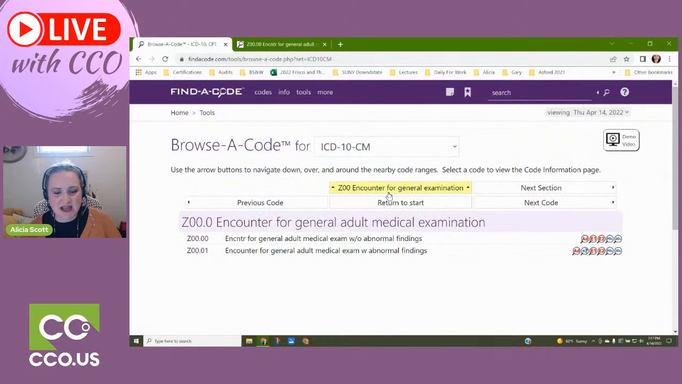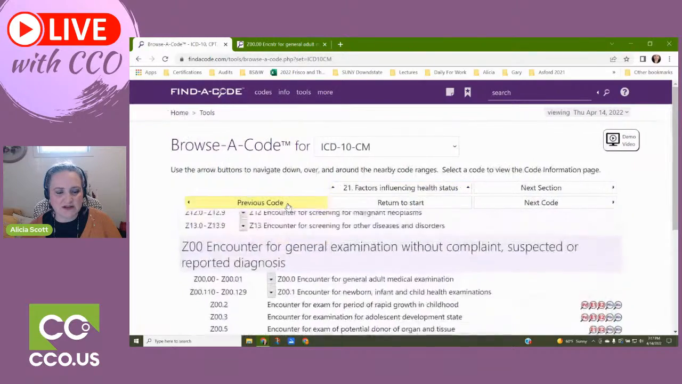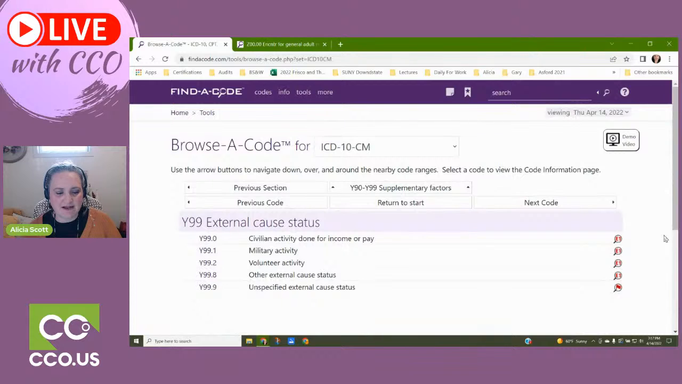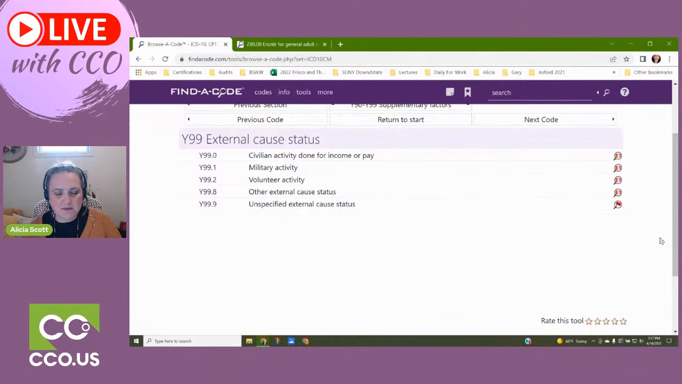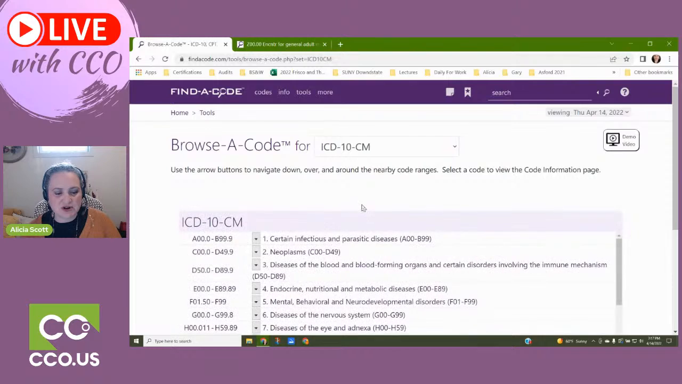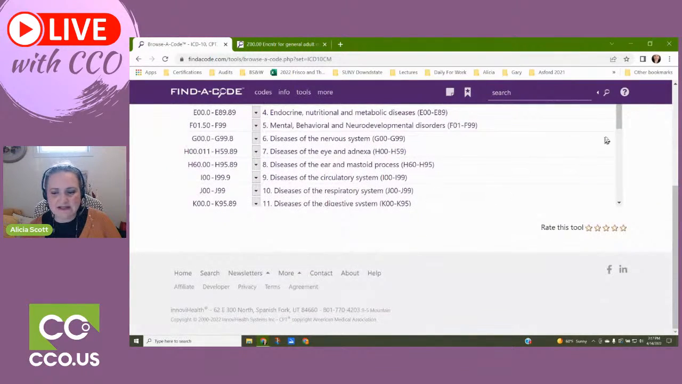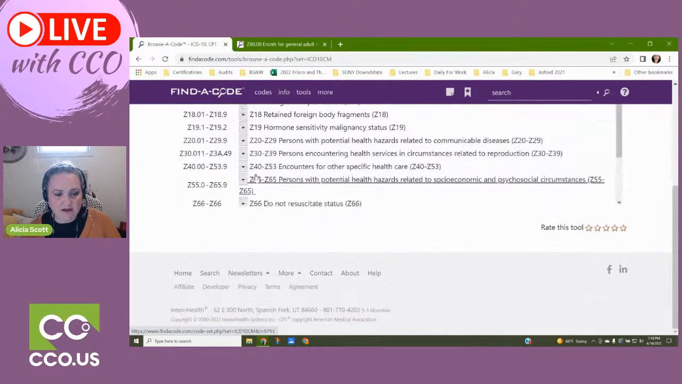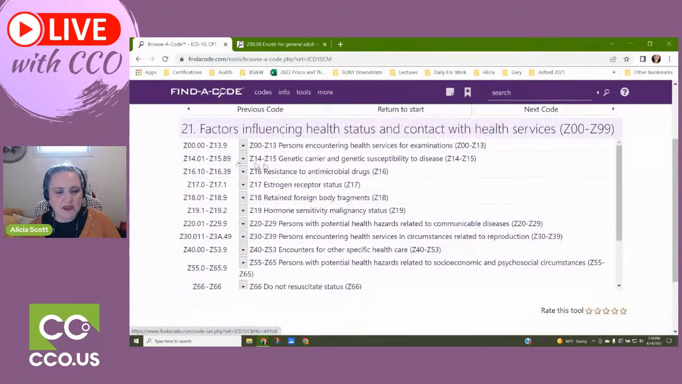Now, it's real easy. I can go back to the Z codes for general examination. I can go back to the previous code box. Look there. Isn't that really cool? It takes me all the way back to where I was. I thought that was kind of fun. And I can go to next codes or return to start, but I'm going to just return to start. I'm going to go back to my Z codes, the very beginning, just because I want to again show you how to navigate this, whether you use this one or not.